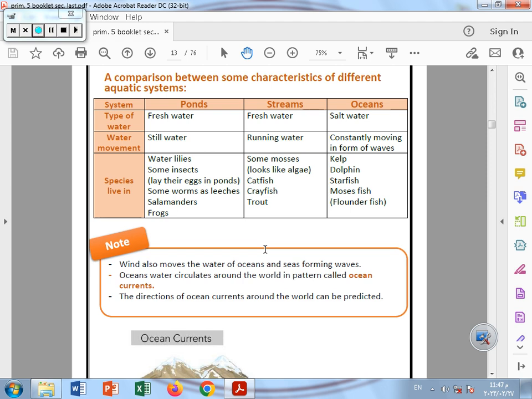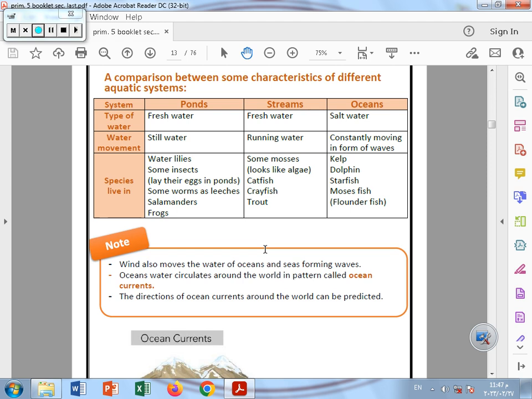In the ponds, they contain still water or stopping water. The streams contain running water. Oceans, the water moves in the ocean in the form of waves. And now let's compare between some different animals and plants that can live in the different systems.